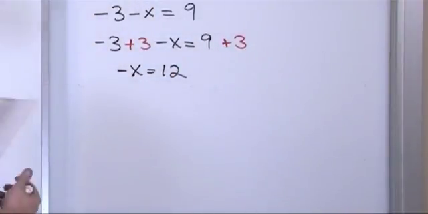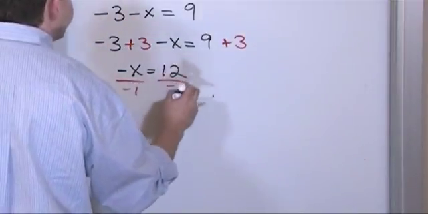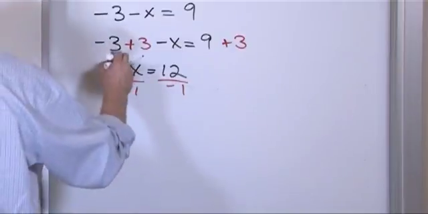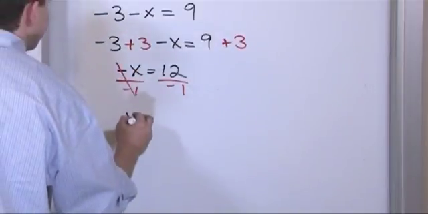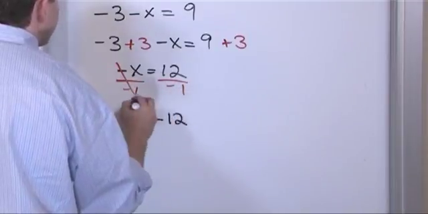Now that's not quite the answer because I still have a negative sign here. I need to get x totally by himself. So what I'm going to do is divide this by negative 1, like this. And that's going to cancel. The negatives are going to cancel, and so I'm going to have x is equal to 12 divided by negative 1, which is negative 12.